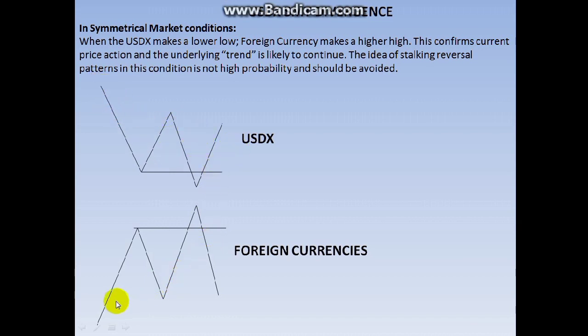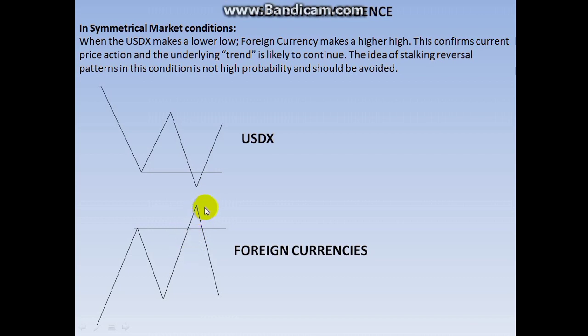Then foreign currency is expected to be making higher highs. In other words, they should move in sync, they should move symmetrically to one another. So when the dollar index is making a lower low, as you can see right here, the foreign currencies are expected to make higher highs. In other words, the EUR/USD is expected to make a higher high, and the GBP/USD is expected to make a higher high.